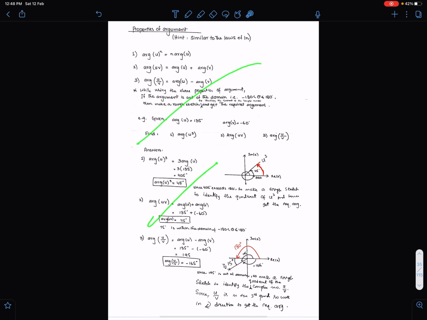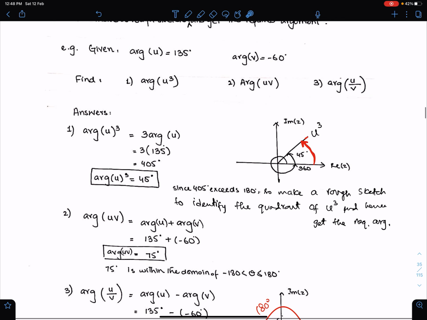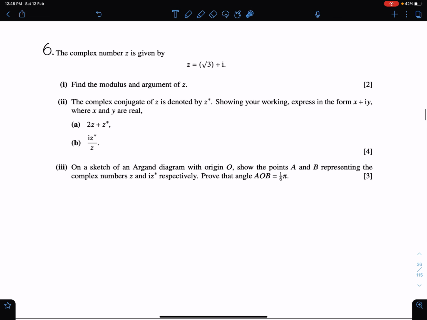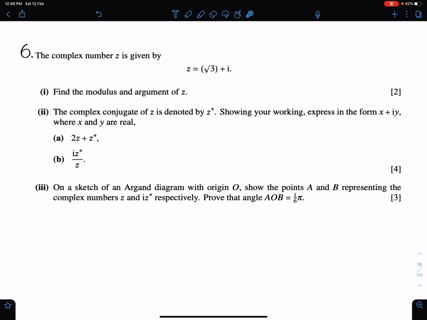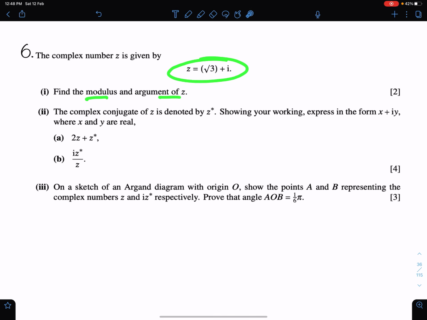This is one of the most important concepts in argument. This is the past paper question. We need the modulus and argument of this complex number first, and then we have to find these, this and this. So part 1 first, we need modulus and argument.